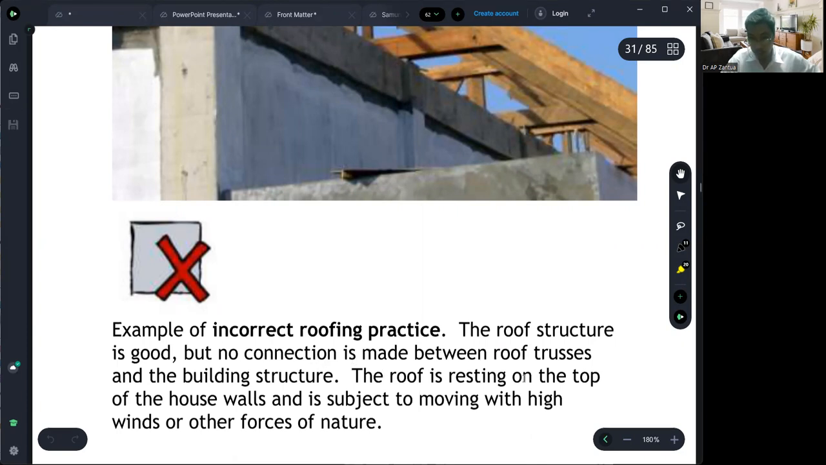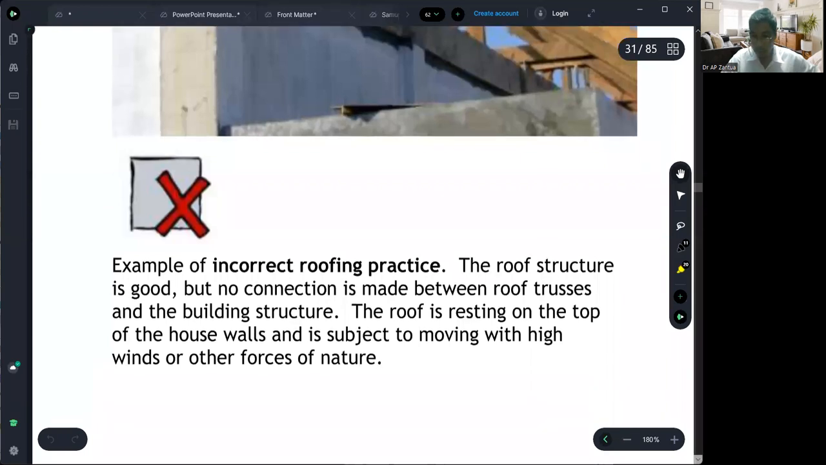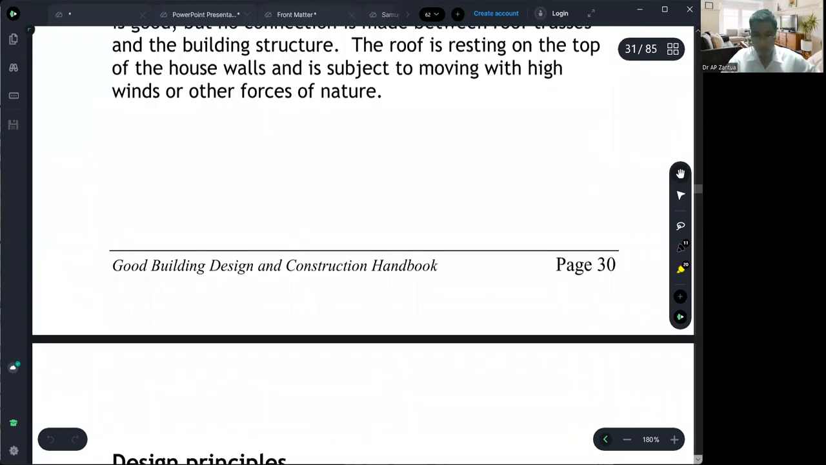The roof is resting on the top of the house wall and is subject to moving with high winds. So it will move. So that is the reason why we need to connect. There is no connection. That is why it is not a good practice.